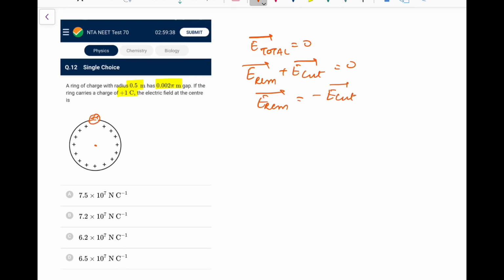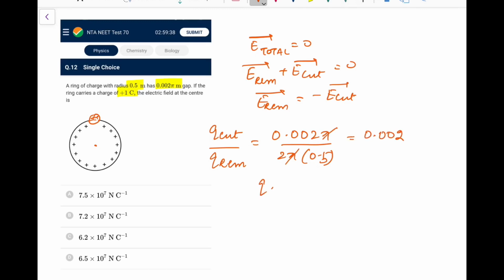And because of the small length, I can treat it to be a point charge. So what is the charge on this cut, assuming it has the same density? So I can say Q cut upon Q remaining would be equal to the ratio of their lengths. So that is 0.002 pi, and this 0.5 means 2 pi r, that is 2 pi into 0.5. So 2 into 0.5 would be 1, and this pi goes, so it is 0.002. So the Q on the cut would be 0.002 times remaining, that is 0.002 coulomb.